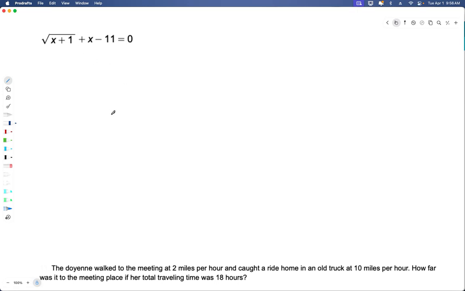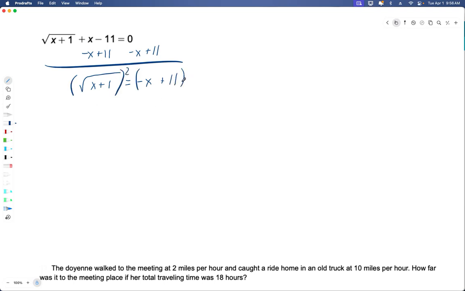Same thing here. I want to do the same thing. So what I'm going to do is subtract x and add 11 to both sides. That gives me the square root of x plus 1 is equal to negative x plus 11. So I'm going to square both sides. And instead of writing it like this, I'm going to just write it again, because that's the same thing as squaring it. That's this twice. So this would cancel the radical symbol.